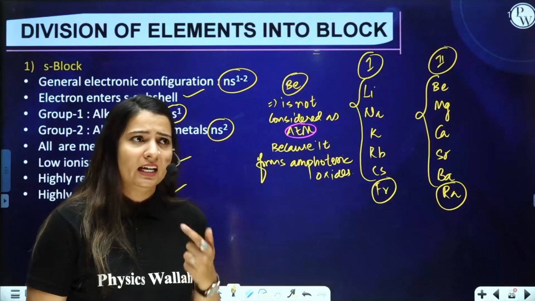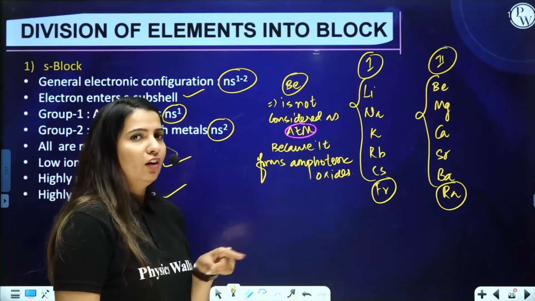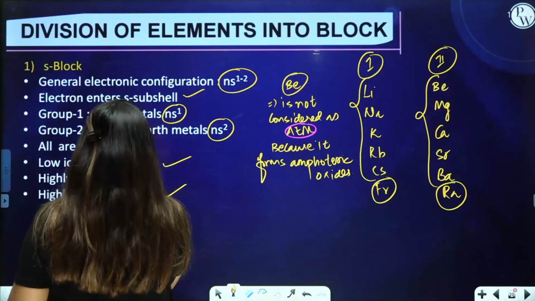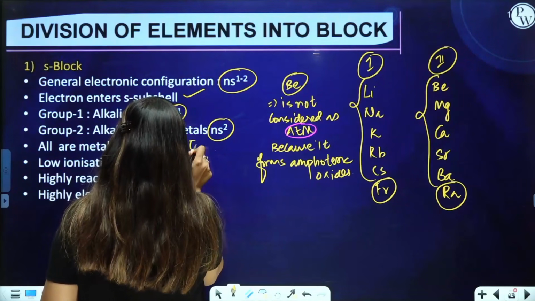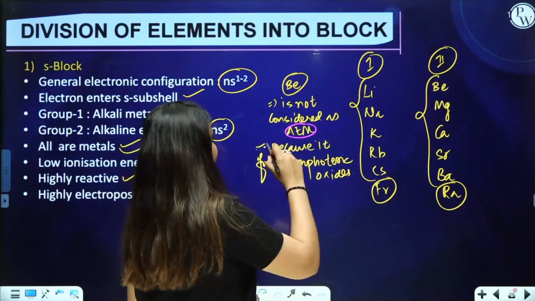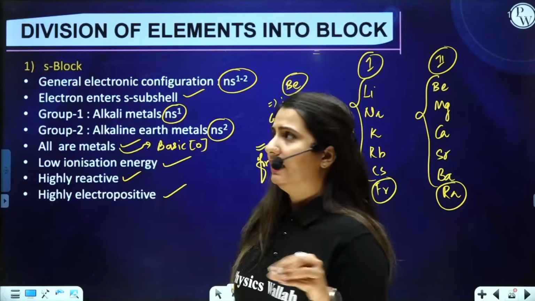And what is the reason? They might ask you a specific reason. This is the reason: all of them are metals, so they will form basic oxides. There is no exception to that. But beryllium does not form any kind of basic oxide. So these are the important points related to the s block elements.